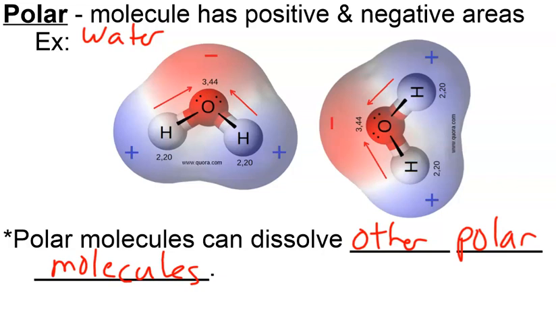Hello, Earth Science students. In this video, I'm going to talk about how water is a polar molecule and how that affects its properties. All right, so a polar molecule is a molecule that has partially positive and partially negative areas on the molecule. And the example we're going to talk about in detail today is the water molecule.